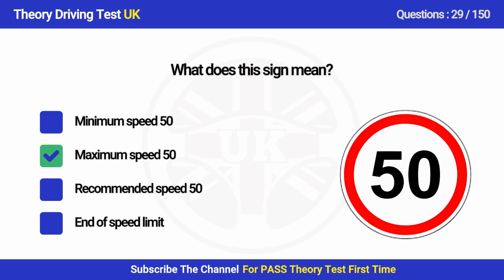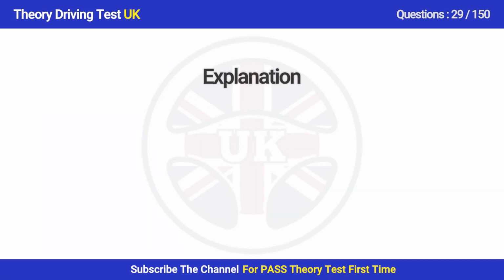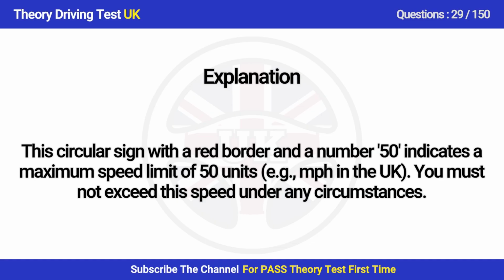Answer is B. Maximum speed 50. This circular sign with a red border and the number 50 indicates a maximum speed limit of 50 units, e.g. mph, and you must not exceed this speed under any circumstances.